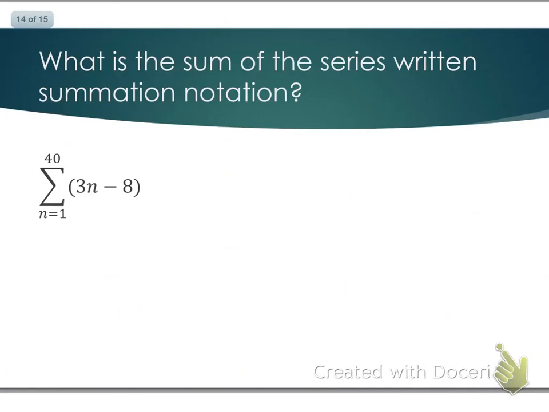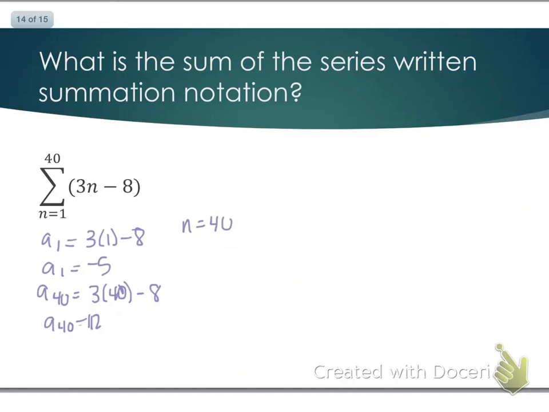Okay, my next one. We plug in 1. 3 times 1 is 3. Minus 8 is -5, and then we plug in 40 to figure out what our last one is. 40. 3 times 40 is 120. 120 minus 8 is going to be 112. And then my n is 40 because I'm going from 1 to 40.